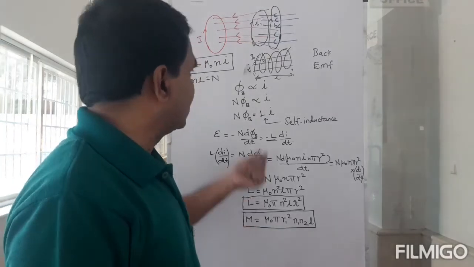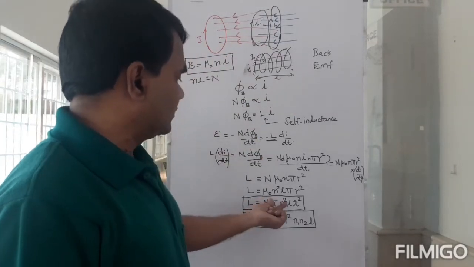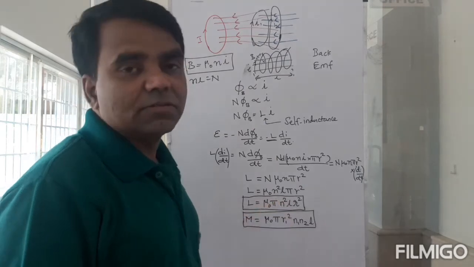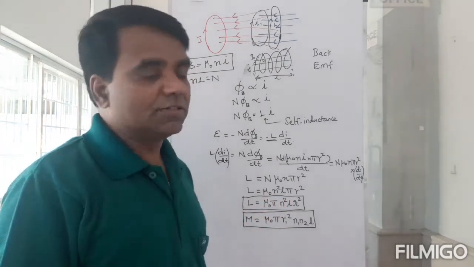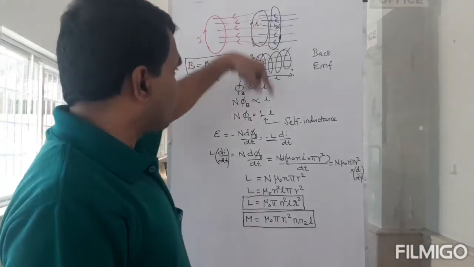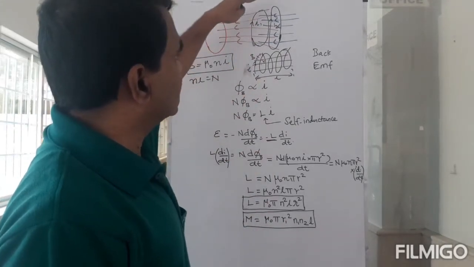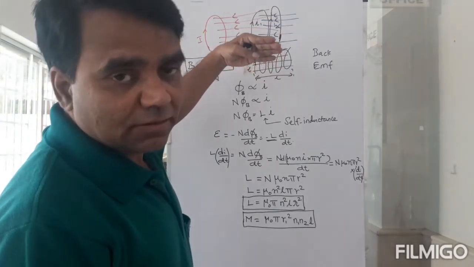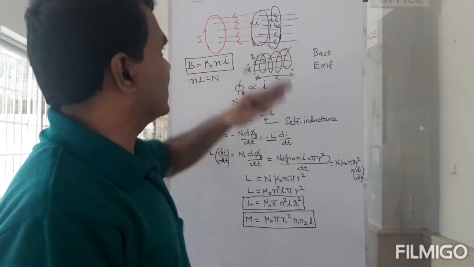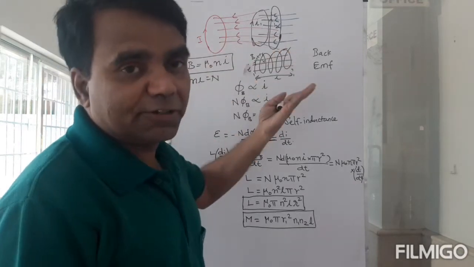But L, the self-inductance for a coil, can be given like this. This is self-inductance and this is a mutual inductance. In both cases, we have not considered any medium. It was always assumed that we were in vacuum.